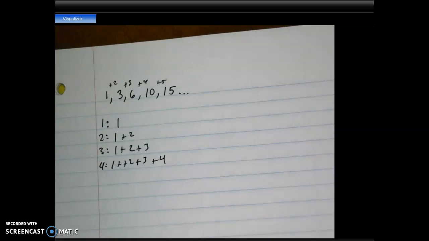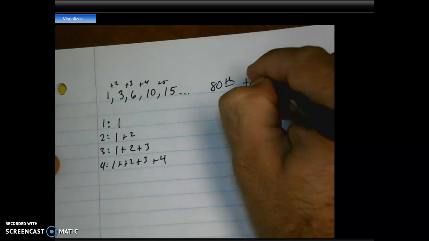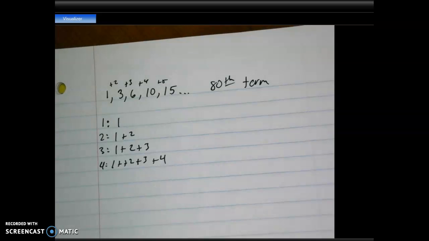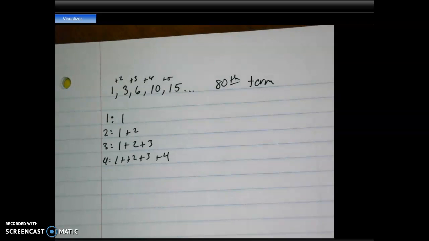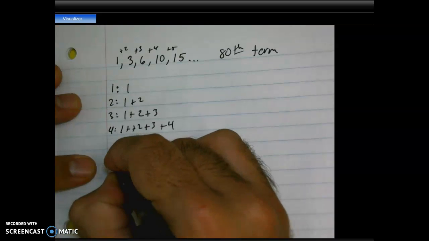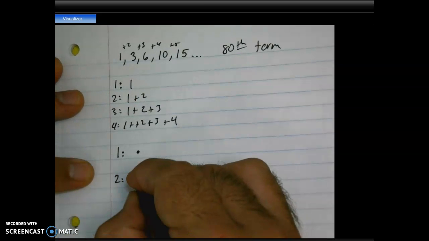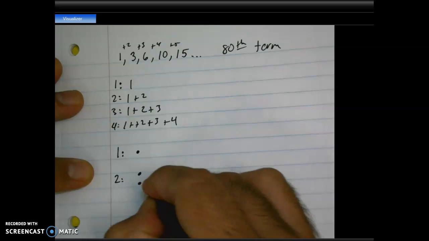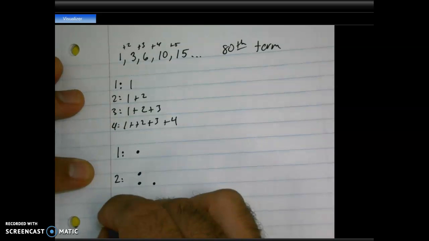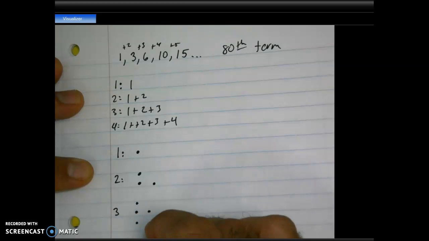Now if I wanted to say what's the 80th term in this case? I've got a bit of a conundrum, because do I really want to have to add 80 numbers together? Not necessarily. Let's look at it from a geometric perspective. I'm going to rewrite 1, but I'm going to draw it as a picture. 1 is a dot. The second term is a dot followed by a row with 2 dots. Our third term is a dot followed by a row with 2 dots followed by a row with 3 dots.